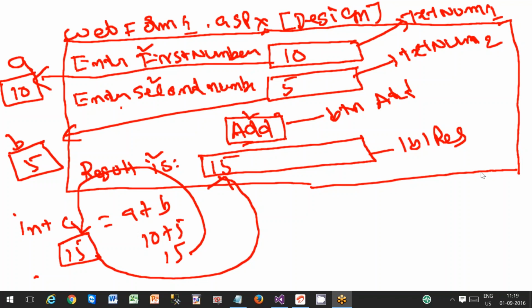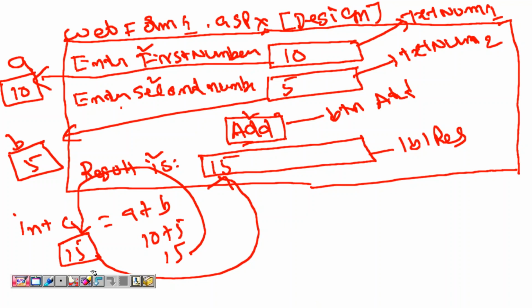Now, writing logic. Where you have to write the logic in .cs file. The .cs file means what? .aspx.cs. But when you want to perform this addition operation, whenever you click the button, which event is firing? Click event. So you need to write this addition logic under which event? Under the button click event.